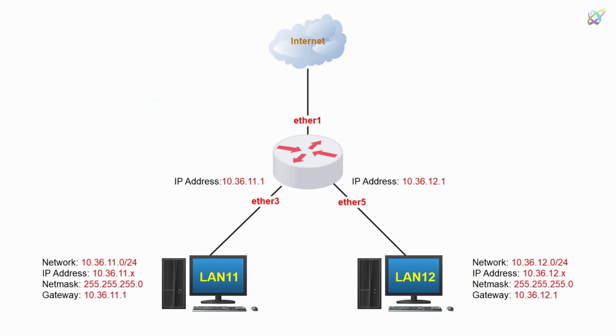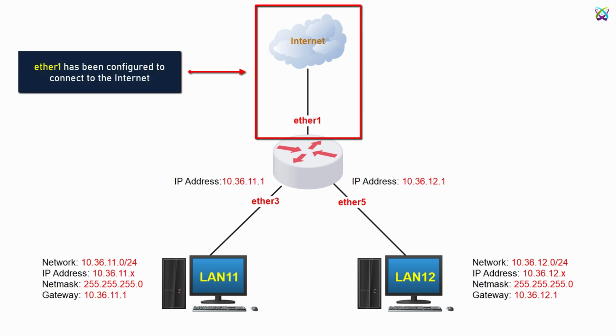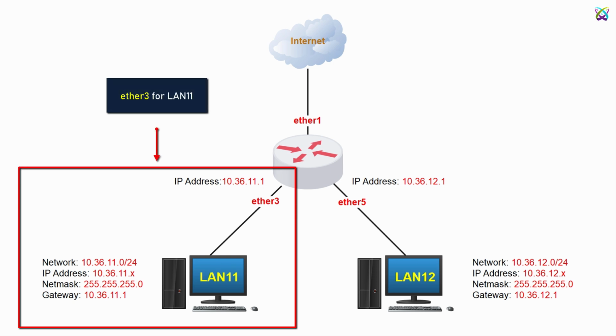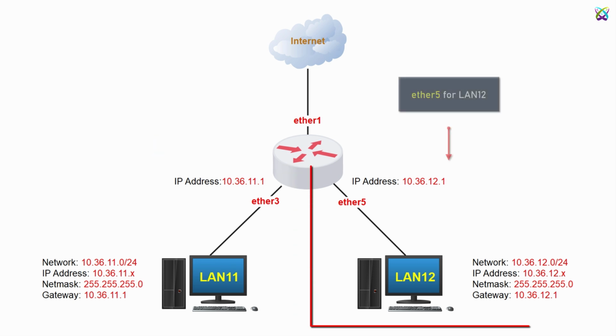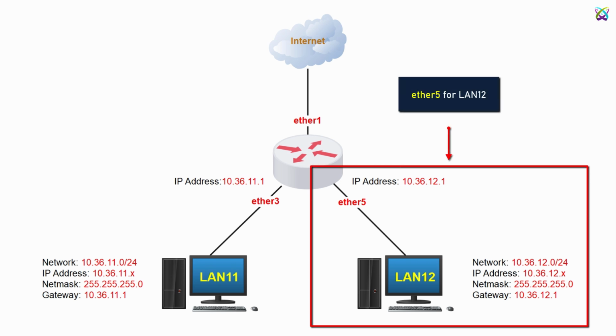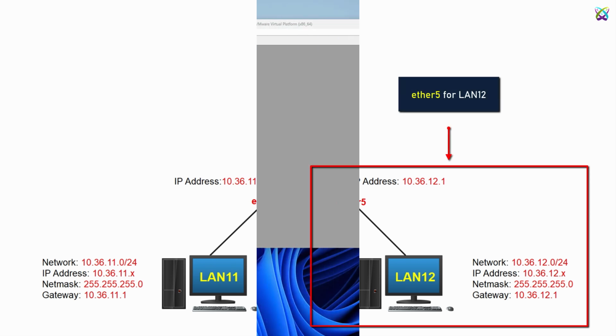As you can see, we have a Mikrotik router with the Ether 1 port already configured to connect to the Internet. In this video, we will focus on creating two independent LAN networks, LAN 11 and LAN 12, through the Ether 3 and Ether 5 ports.